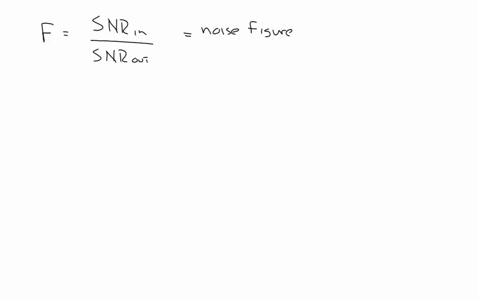All right? If signal-to-noise ratio at the input and output is just expressed as a ratio, then F is just a number. In dB, we again use 10 log of my noise figure, expressed in dB.